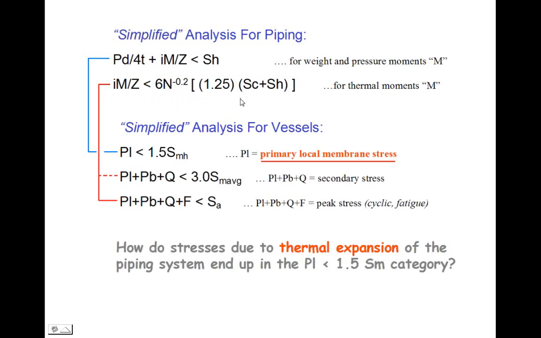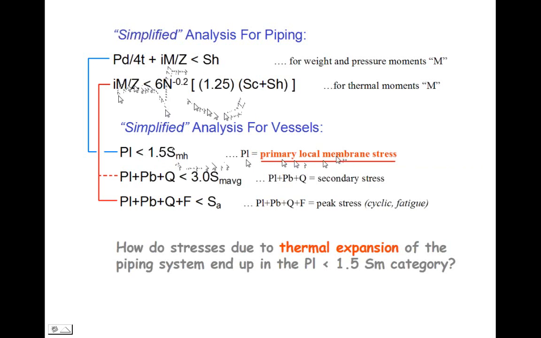If we look at fairly comparable analyses for vessels, we see PD over 4T plus IM over Z, where M is just due to weight and pressure, has been sort of comparable to PL, which is the local membrane stress, less than 1.5 times SM, where SM is the hot allowable. This is the primary local membrane stress, less than its allowable.